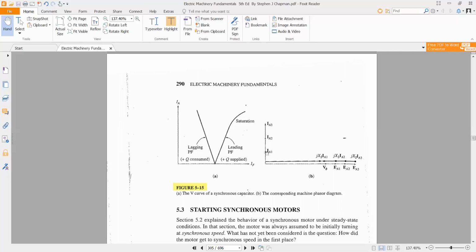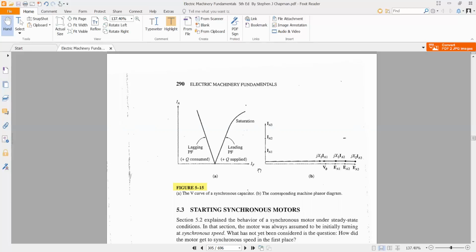IA1 is the initial armature current, and for the initial excitation, the drop is jXS IA1. If we increase the excitation, the voltage EA will increase, EA2. The difference between V phase and EA has increased. It is now jXS IA2. Since XS is constant, it means that the armature current has increased. And for further increase in excitation, we can have a third figure which corresponds to EA3, jXS IA3 and IA3.